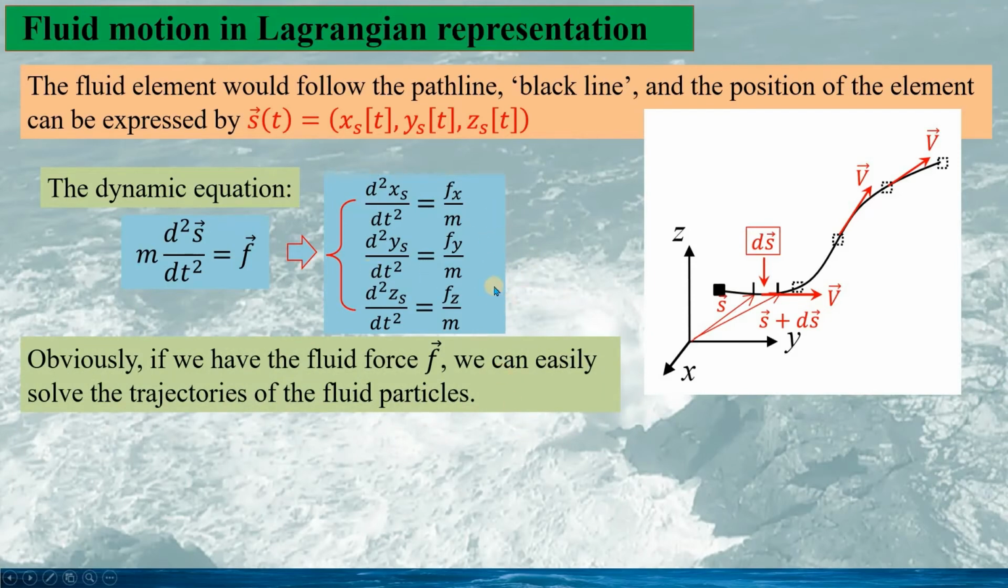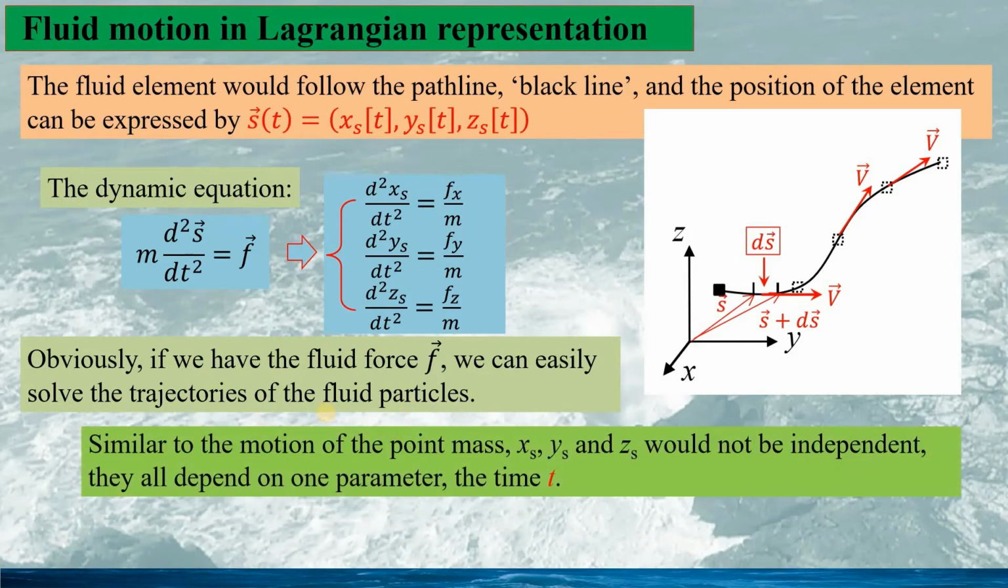Obviously, from this dynamic equation, if we have the fluid force, we can easily solve for the trajectory of the fluid particles. And here it should be noted, similar to the motion of a point mass, the coordinates x_s, y_s, and z_s are not independent. They all depend on one parameter, the time t. So this is correct for the individual element.